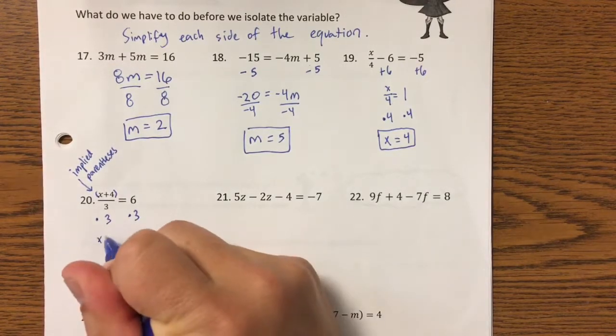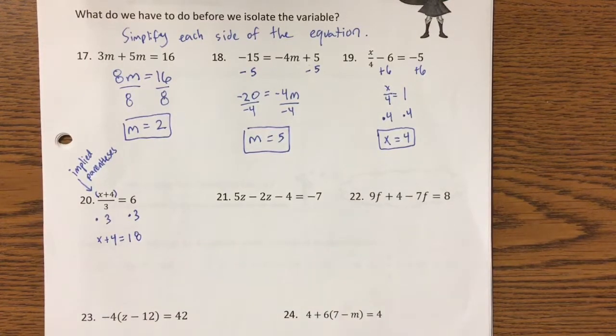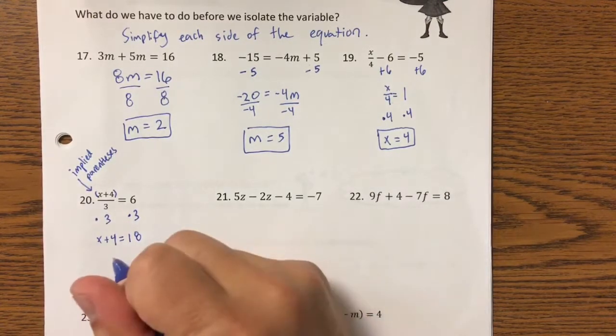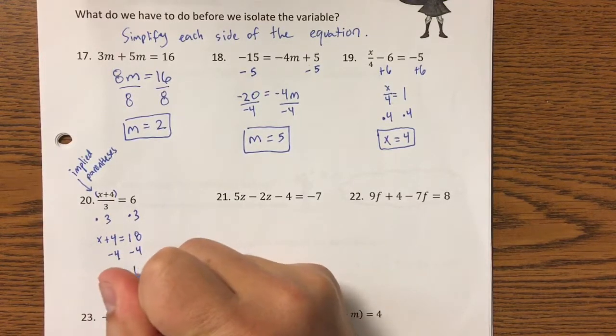So that'll give me x plus 4 equals 18. And then we can subtract 4 from either side and get x equals 14.